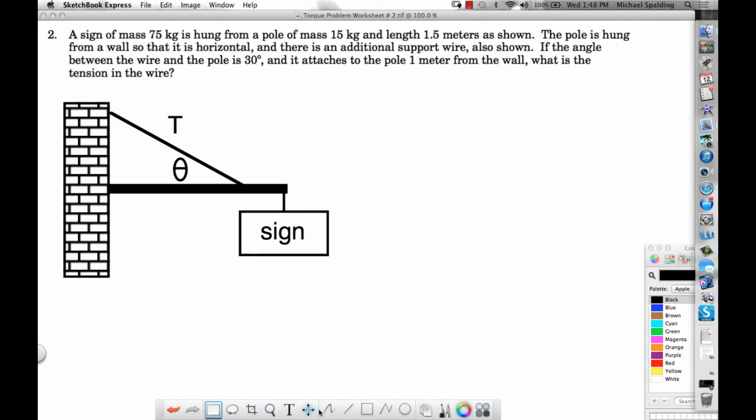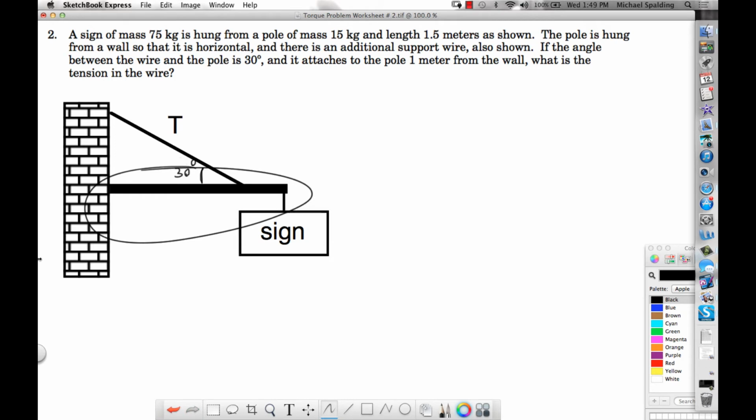These problems, you start by doing a free body diagram for the object that is rotating or could rotate. So in this problem, what is the object that could rotate? There's no rotation here, but we have something that could rotate. What is it? Is it the sign? No. Is it the wall? No. Is it the pole? Yes. So we're going to do a free body diagram for the pole.